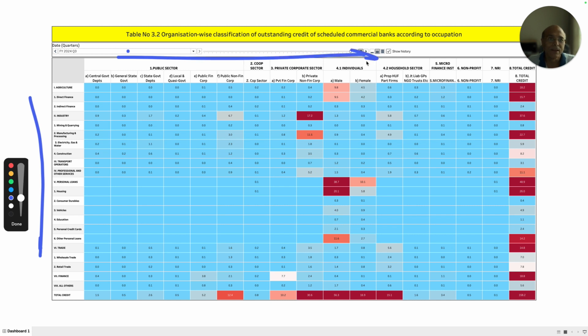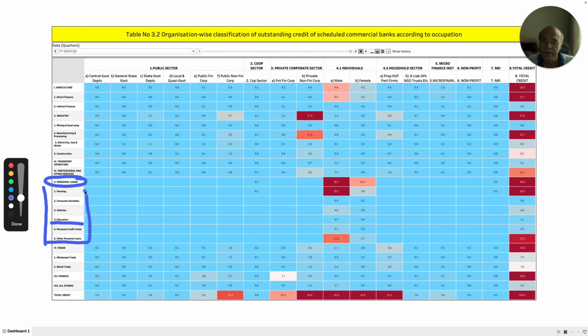Okay. So if you look at the personal loan category here, you'll find that the personal loans are here. It starts from here, Y5. And then we have the various categories of personal loan captured here in these 6 items. You see, the 6 items have been captured here.